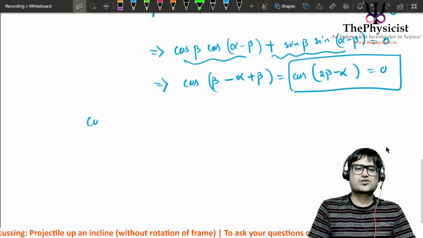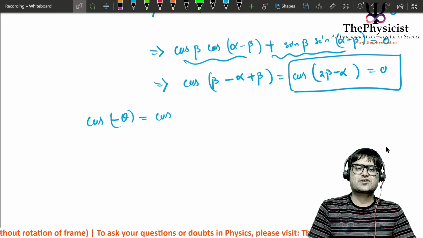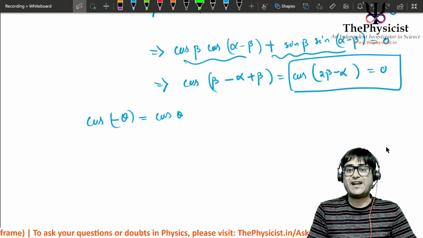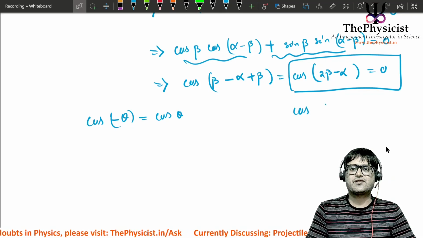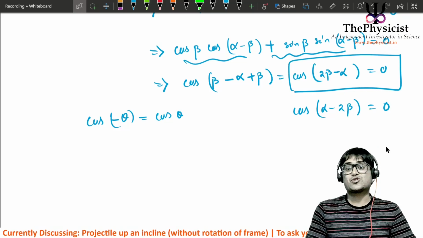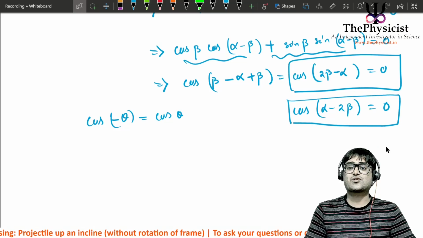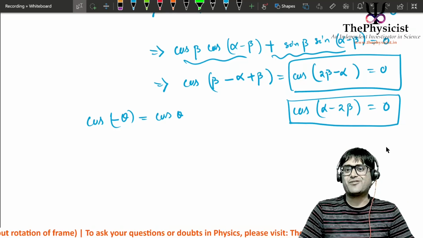We know that cosine of negative theta is the same as cosine of theta, right? So you might get confused here. We can also write that cosine of alpha minus 2 beta can also be 0. Yes or no? Yes, you are correct, because cosine of minus theta is cos theta. So both of these conditions could be true, but only one will remain.